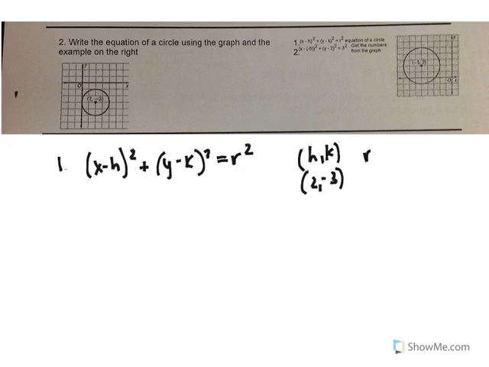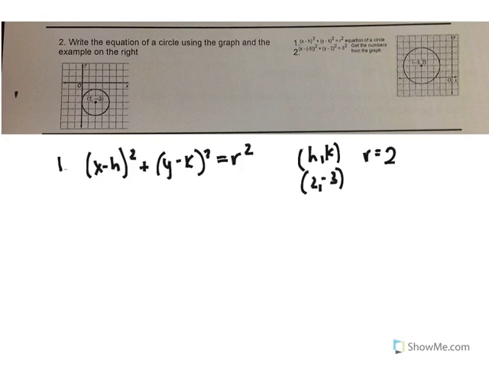And then we also need the radius. So how do we find out the radius of a circle? Well, let's see if we can count over here. The radius is 1 box, 2 boxes. So it's 2 over here. Over here, it's 1, 2 boxes. Over here, it's 2 boxes. Over here, it's 2 boxes. So we know that the radius is going to be 2.